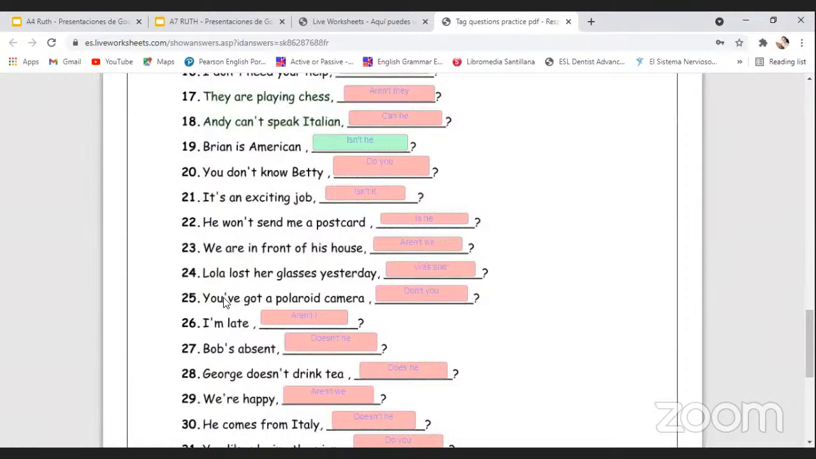And here, you've got. Aquí vemos la contracción del have y el verbo en pasado participio. Inmediatamente cuando nosotros vemos el verbo en pasado participio, sabemos que es el presente perfecto, ¿no? You've got a Polaroid camera. Haven't you? Okay. Present perfect.